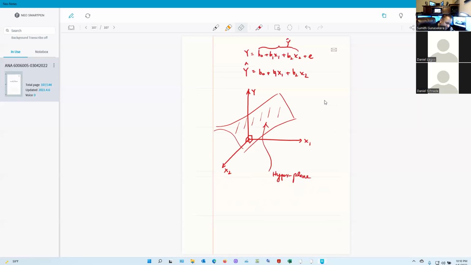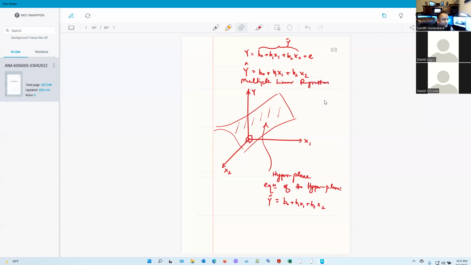The equation of the hyperplane is what? y hat equals B0 plus B1 X1 plus B2 X2. That's the regression equation. Then you can have what? Multiple linear regression.